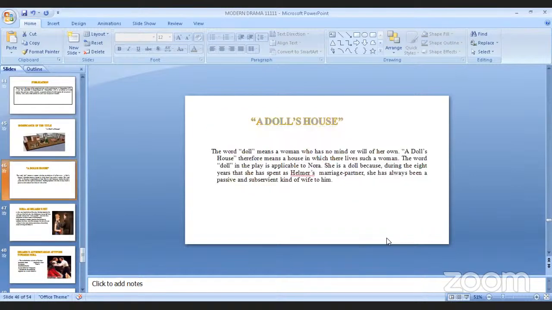So basically, the title of the play means a woman who has no mind or will of her own. A doll's house, therefore, means a house in which there lives such a woman. The word doll in the play is applicable to Nora. She's a doll because during the 8 years that she has spent as Helmer's marriage partner, she has always been a passive and subservient kind of wife to him.